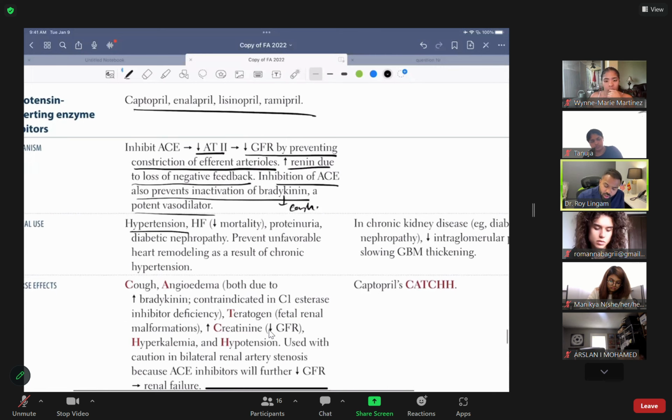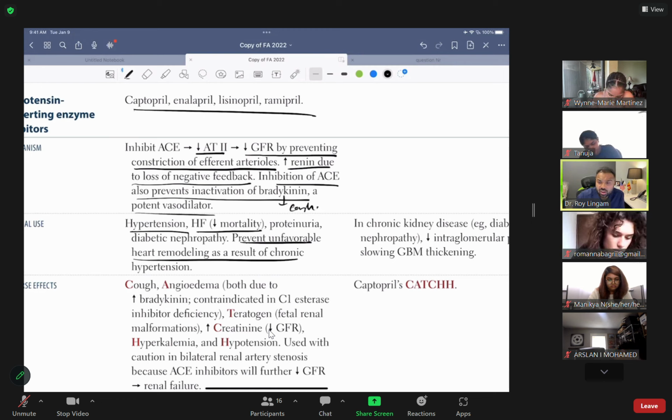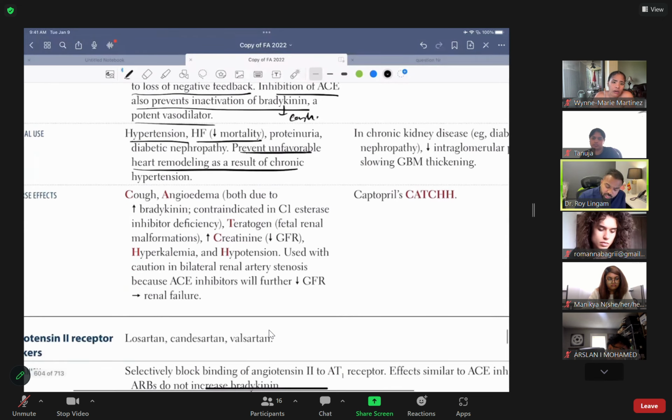We use this for hypertension, heart failure. What did we say about ACE inhibitor? It prevents the heart remodeling. It's right there. Anybody who has heart failure goes home with an ACE inhibitor. Okay. Now, continuing side effects: cough, angioedema, all these things. And if a patient already has a history of C1 esterase inhibitor deficiency, you cannot give an ACE inhibitor because there is no one to metabolize bradykinin. Is that clear, folks? All right.